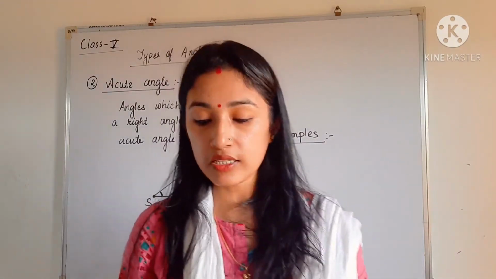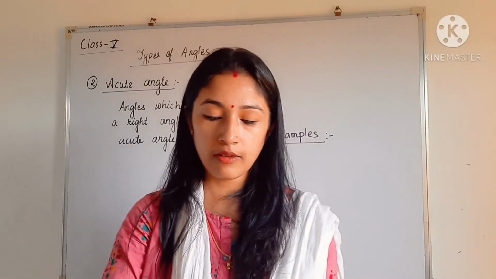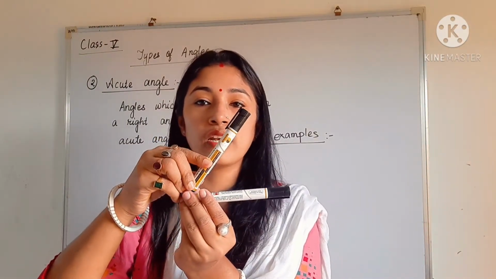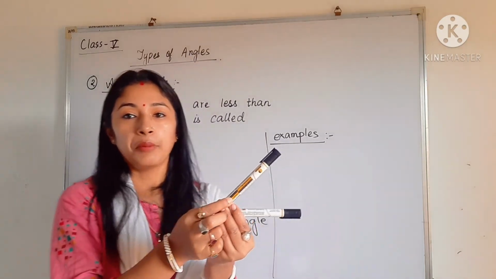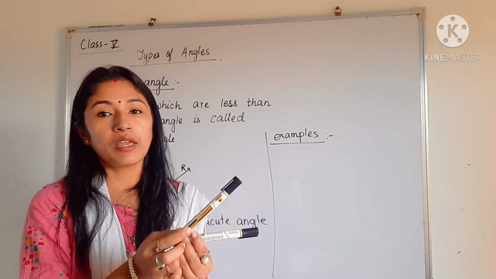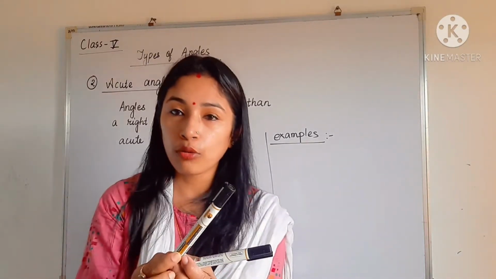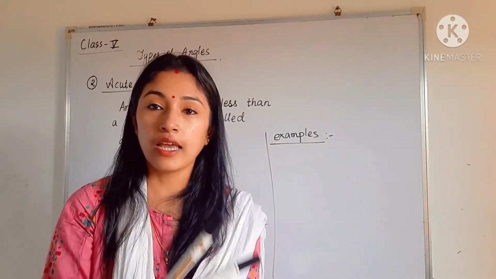So similarly, you can see many examples you can form. You can form also, like see, this is also what? This is also an acute angle. I am forming the acute angle using two marker pens. Similarly, you can make different examples. You can use different objects and you can make an acute angle.